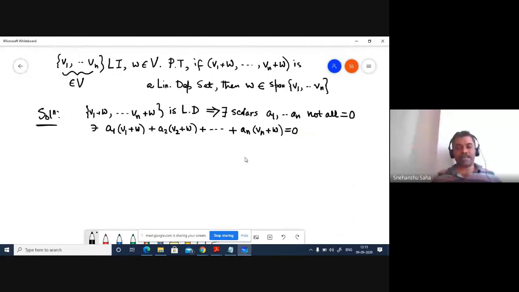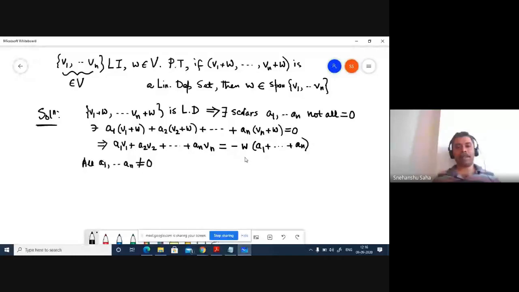Now, what does this imply? It implies the following: I can just rearrange this as a1 v1 plus a2 v2 through an vn, and I can write this as something times W. Now I know that a1 to an are not all equal to 0. Okay, so what does this imply?